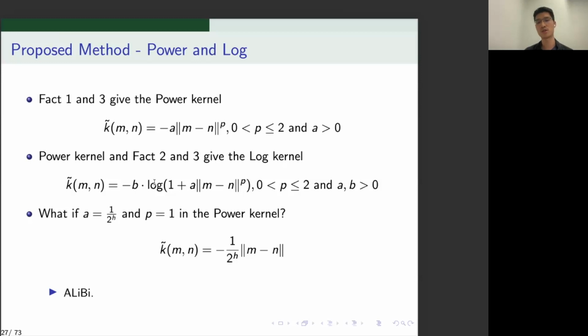One interesting thing about this is if we take the power kernel and set a equal to 1/2 to the h-th power and p equal to 1, what do we recover here? We actually recover ALiBi. So I think this somewhat explains why we want to use this kernel method framework, because it allows pretty easy generalizations to much more complex kernel and relative positional embedding designs.